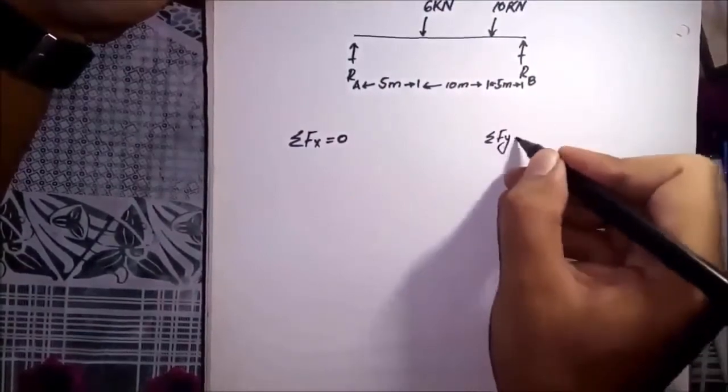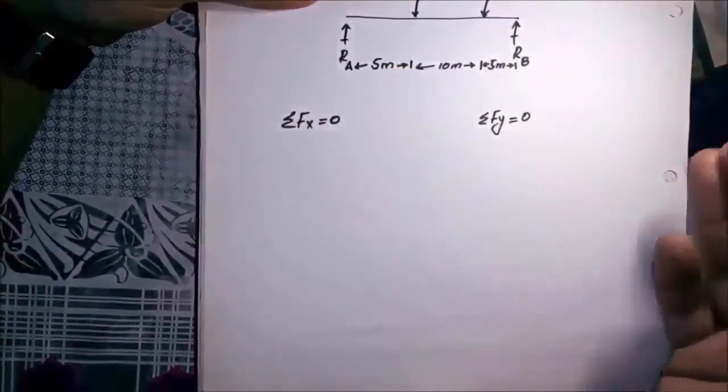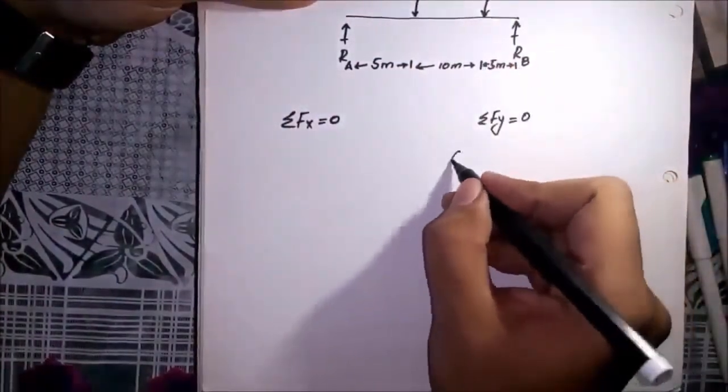Sigma Fy is equal to 0. We will write downward forces on one side and upward forces on the other side and solve it.